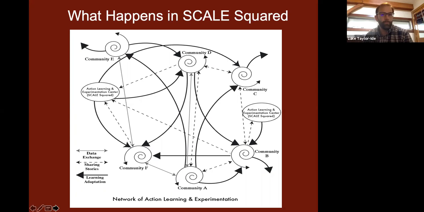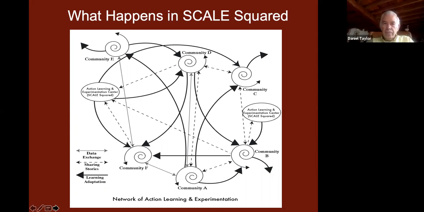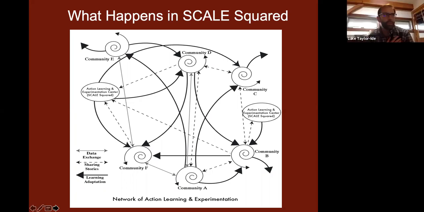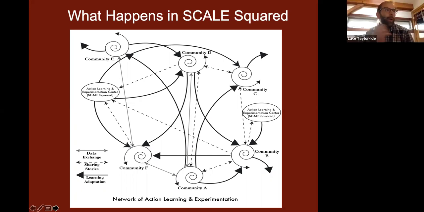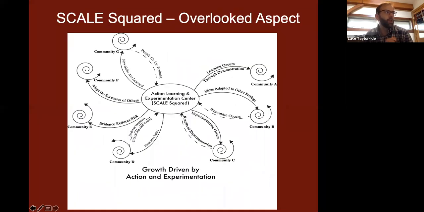So, Daniel, I just want to jump in. This slide is mislabeled. This should say what happens in scale cubed. Oh, yes. And so go back. Let's walk through these just so people really understand. So here you have scale squared, and that's looking specifically at the role of action learning and experimentation. And in that case, there's normally something in the center, right? That's the self-help center.